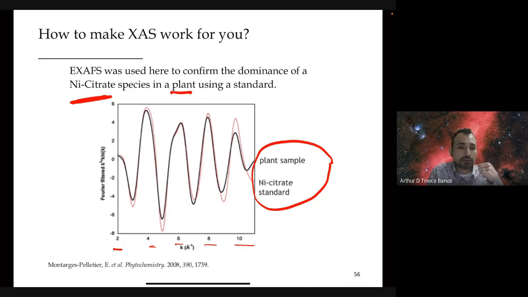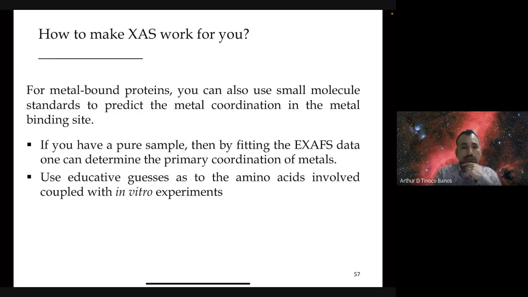So for metal-bound proteins, you can also use small molecule standards to predict the metal coordination and the metal binding site. If you have pure sample, then by fitting the XAFS data, one can determine the primary coordination of metals. Use your chemical intuition or your educated guesses as to amino acids involved coupled with in vitro experiments, right? So you have to couple information to be able to get a final model. This is not something that you give to the instrument and the instrument tells you this is what it is. No, you have to use your minds to process, to do that critical thinking, critical analysis, and get this output.